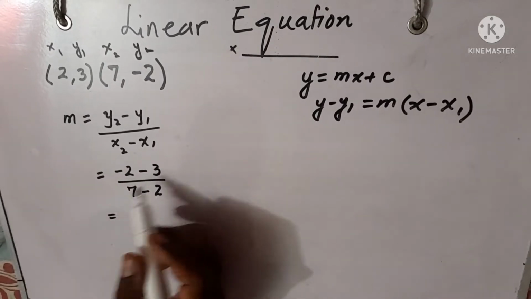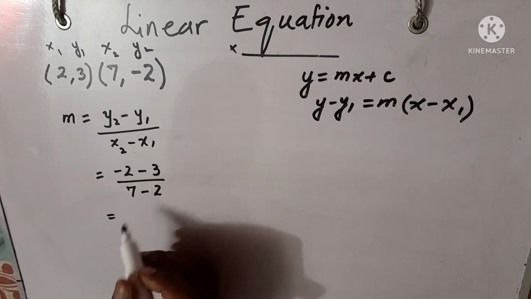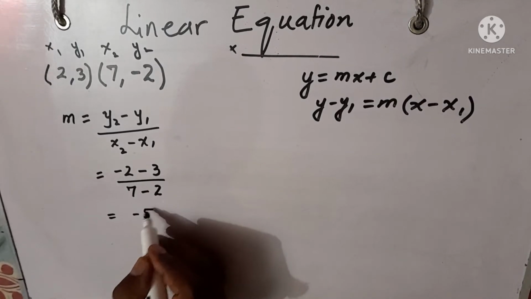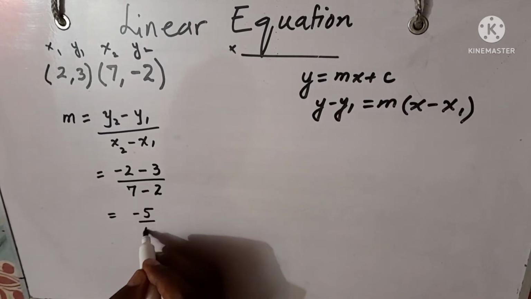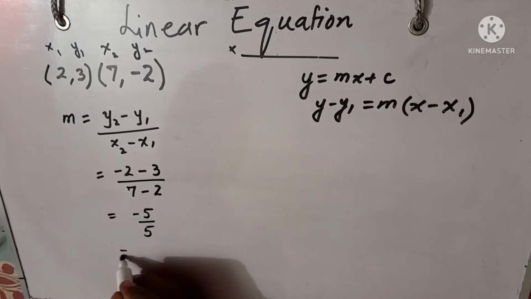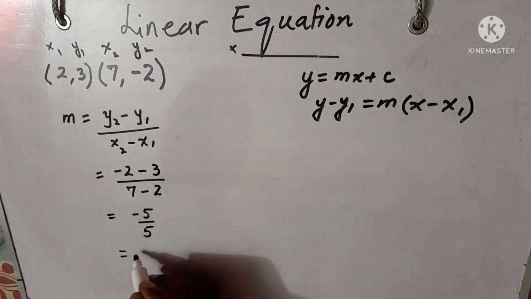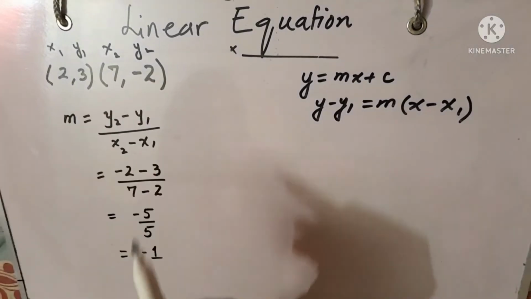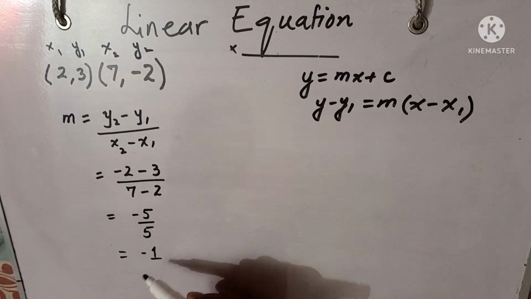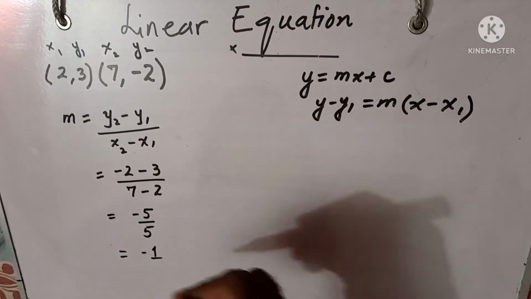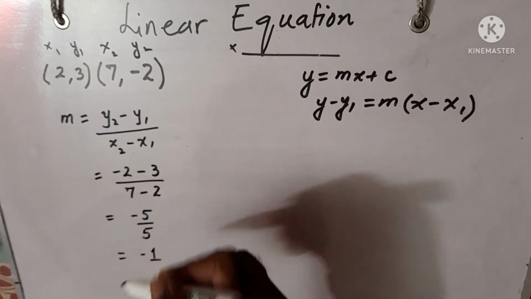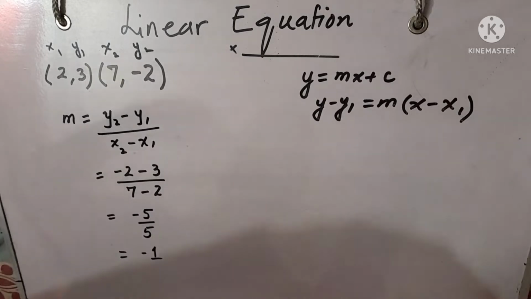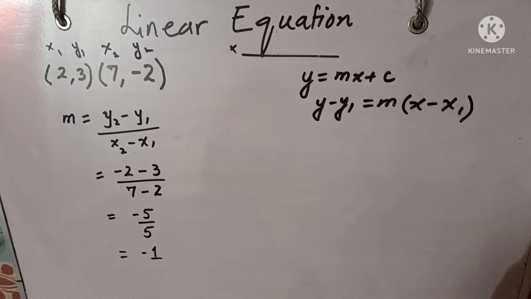Then I will simplify them. -2 minus 3 will give me -5. 7 minus 2 will give me 5. So when I cancel -5 by 5, I will get -1. So the gradient of the line passing through these two coordinates is -1. We know that whenever the gradient of a line is negative, the line goes down from left to right.